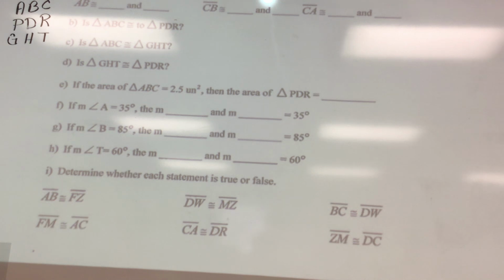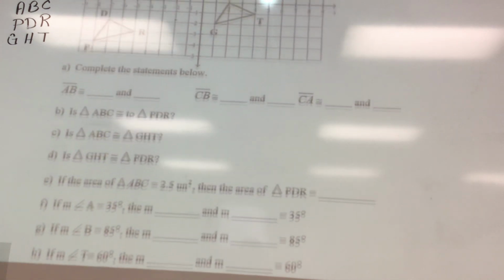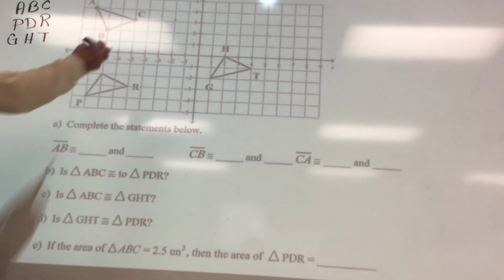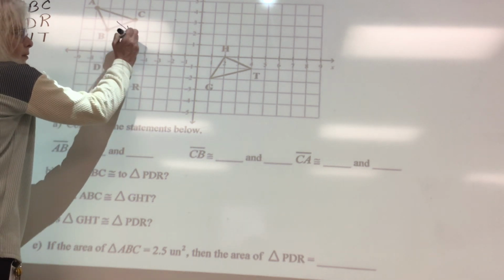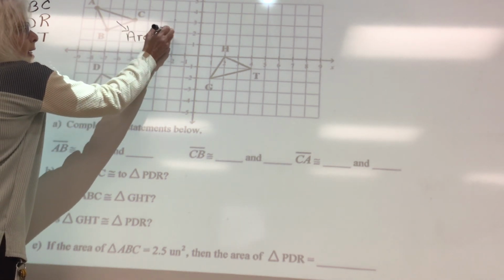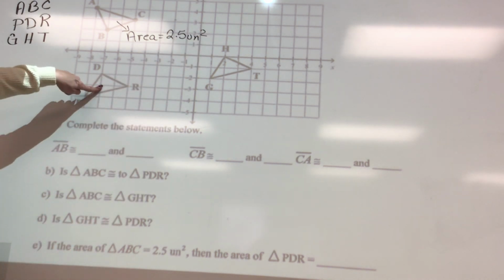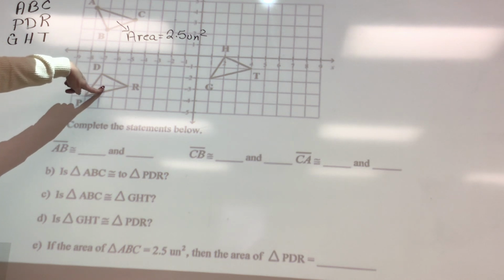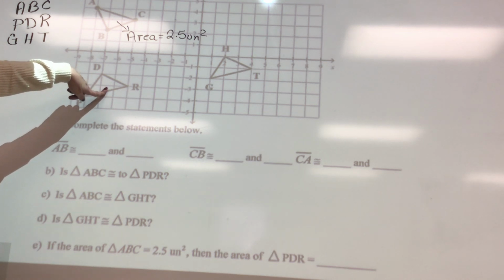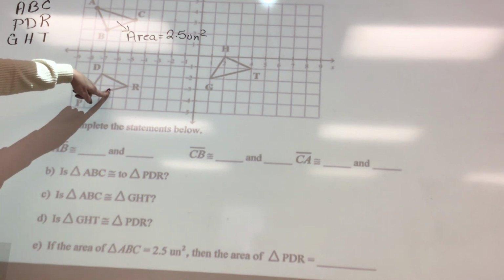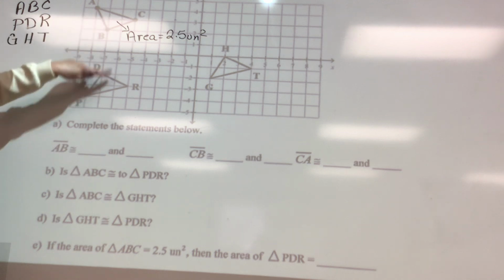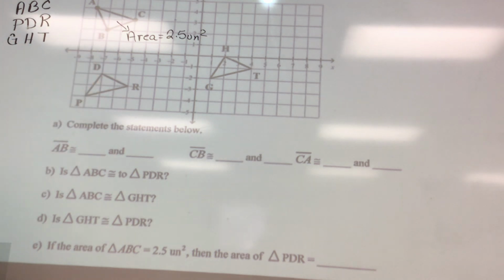Problem E. If the area of triangle ABC is 2.5 units squared, then the area of triangle PDR equals... so the area of this triangle equals 2.5 units squared. So the area of this triangle has to be how much? 2.5 units squared. Why do you say that? Why are they the same amount? Because they are congruent. This is a reflection of this. These are congruent, so they have to have the same area.